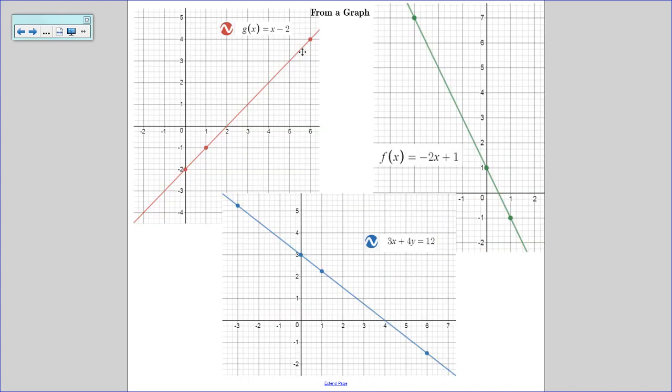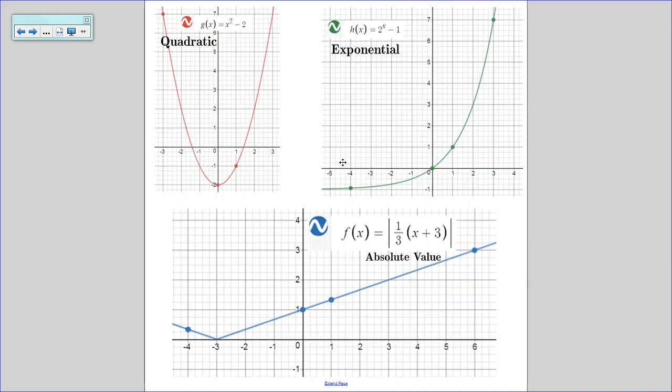I put the equations with each of these graphs so you can see that sometimes they look similar and some of them look different, but they can each make a linear graph, and we'll see more on that in a couple slides. Back to the non-linear graphs. We'll learn more about these other three forms later: the quadratic, the exponential, and the absolute value function.